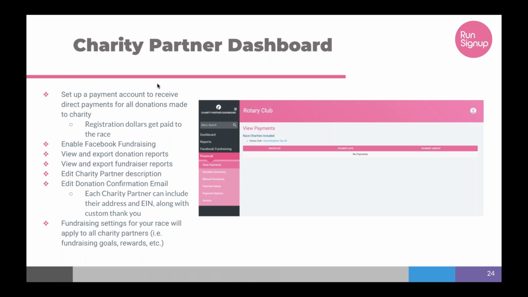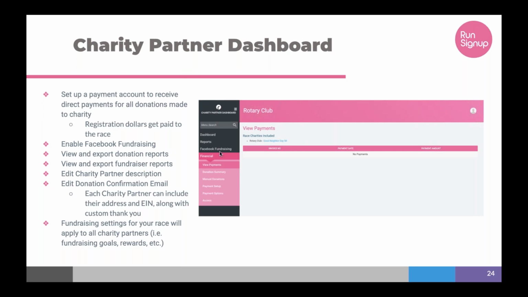So they are able to set up a payment account to receive the direct payments for all the donations that are made to the charity. And the system is really smart, so it knows that if I sign up for your race and pay $20 for the 5K and I make a $5 donation, the $20 gets paid to the race's payment account, and the $5 will get paid to the charity I chose to donate to.